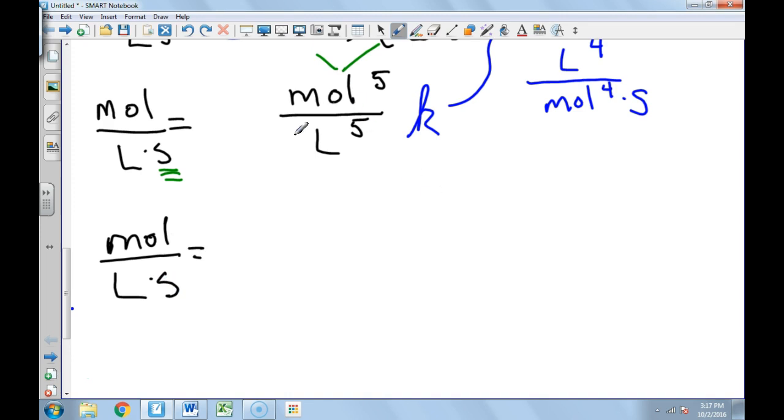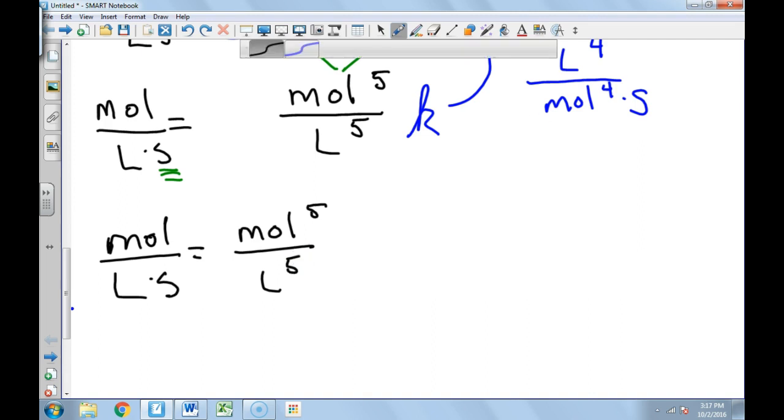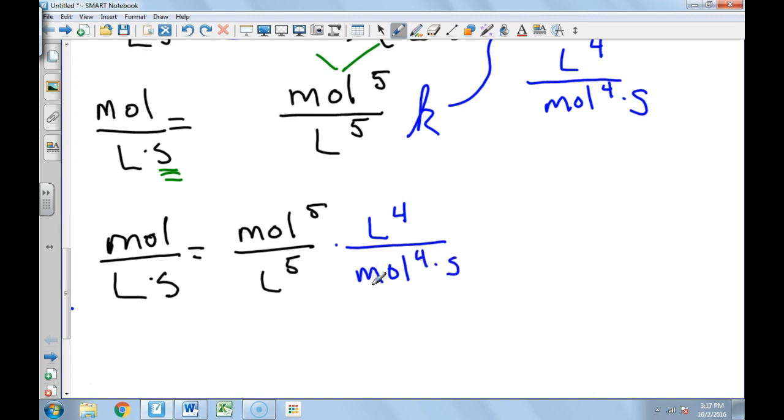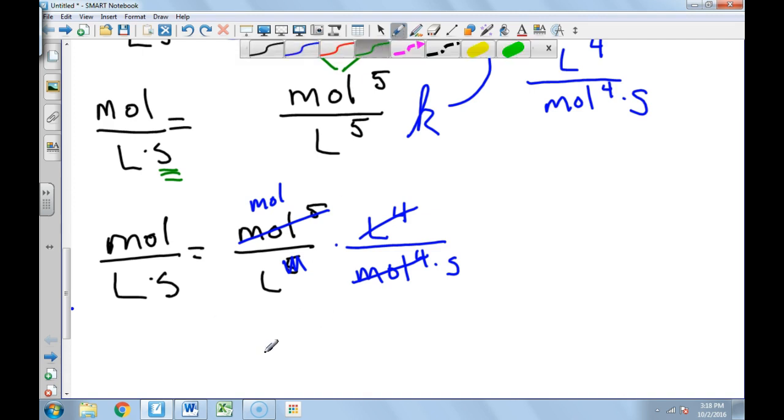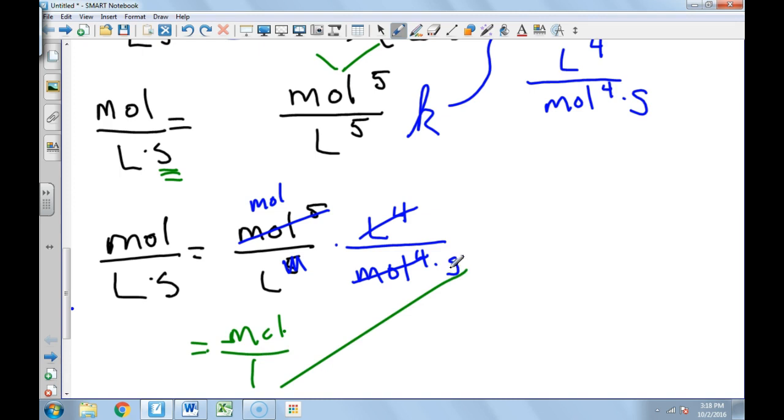Okay, so we're going to set this equal to each other. And then we have this, which we've already done, moles to the 5th, liters to the 5th. Now, in blue, I'm going to pull this guy down here. So that's liters to the 4th over moles to the 4th times second. So now, moles to the 4th cancel, and all 4 of those cancel. So now we're left with just 1 mole. Liters to the 4th cancel, and all of these cancel. So now what do we have on this side? When we combine all of this stuff, we have 1 mole, then we have 1 liter, and then on the bottom, I have seconds. So we have moles per liter times second, and does that equal this? Yup, moles per liter second.